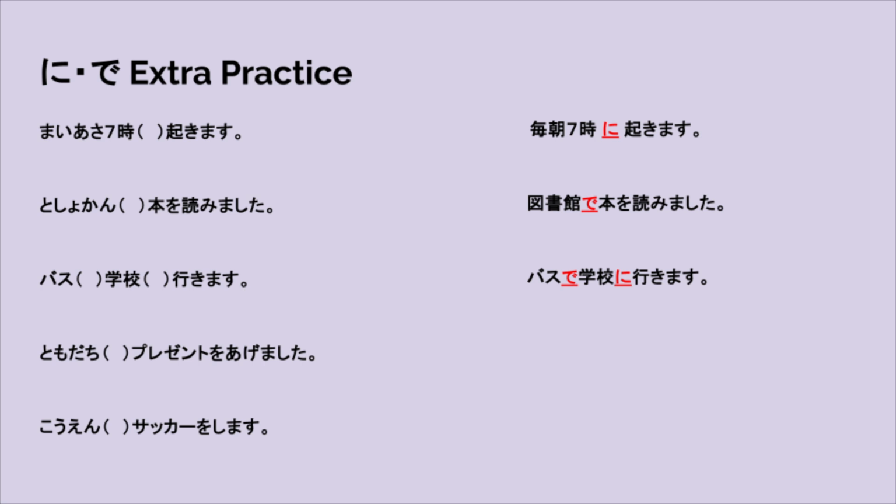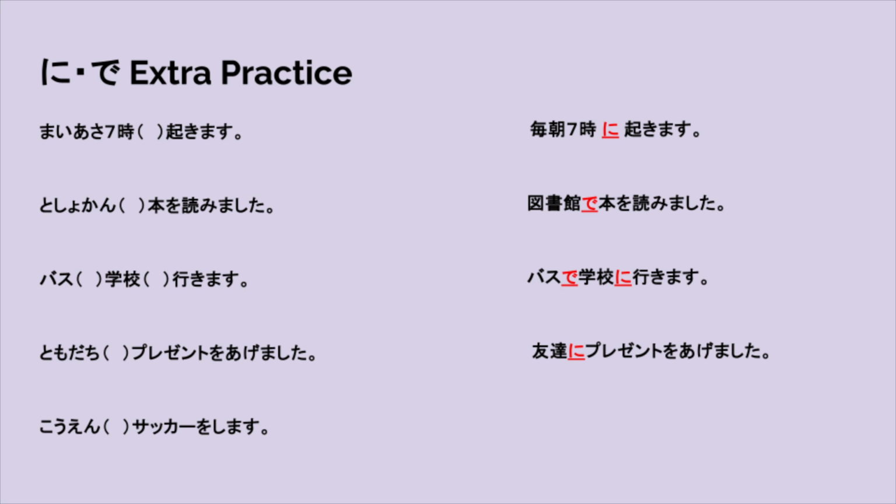Tomodachi blank presento o agemashita. I gave a present to my friend. Now this one could be a little weird. It is ni because it is showing direction. You are giving a present to somebody, showing the direction of where the present is going. So, tomodachi ni presento o agemashita. I gave the present this direction. I gave it to my friend.